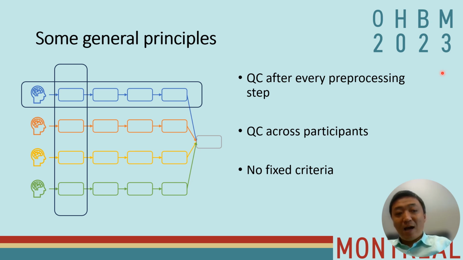Particularly for head motion, we need to consider the distribution of head motion across subjects and then we determine a threshold to remove subjects. If we are studying some very special sample, for example ADHD, we may change the threshold according to the whole distributions.